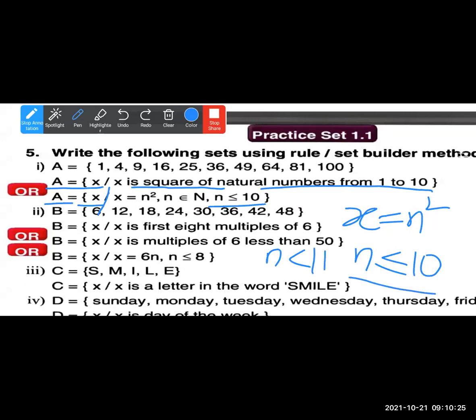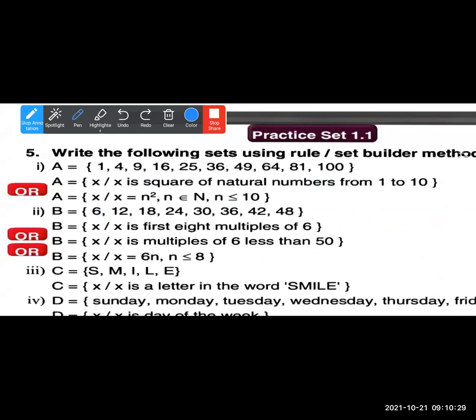These are some varieties of answers. You can take any one. All the answers will be correct. Okay. So question number 2, you see, B is equal to 6, 12, 18, 24, 30, 36, 42, 48.